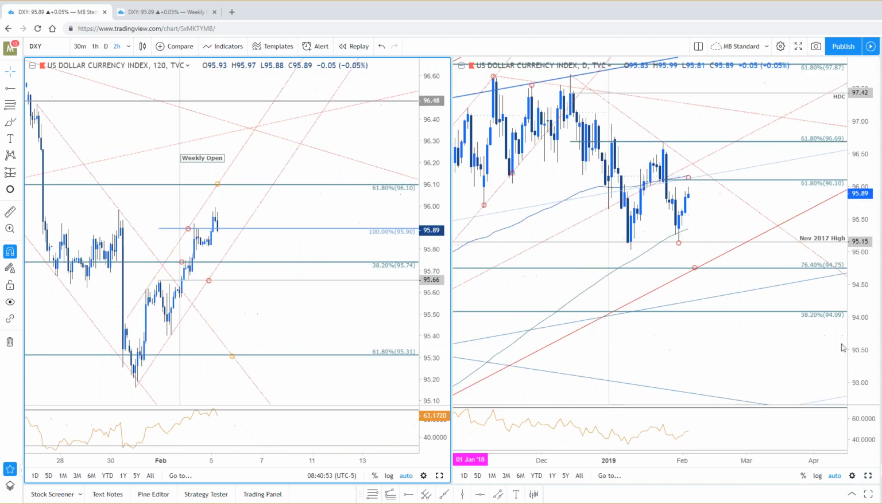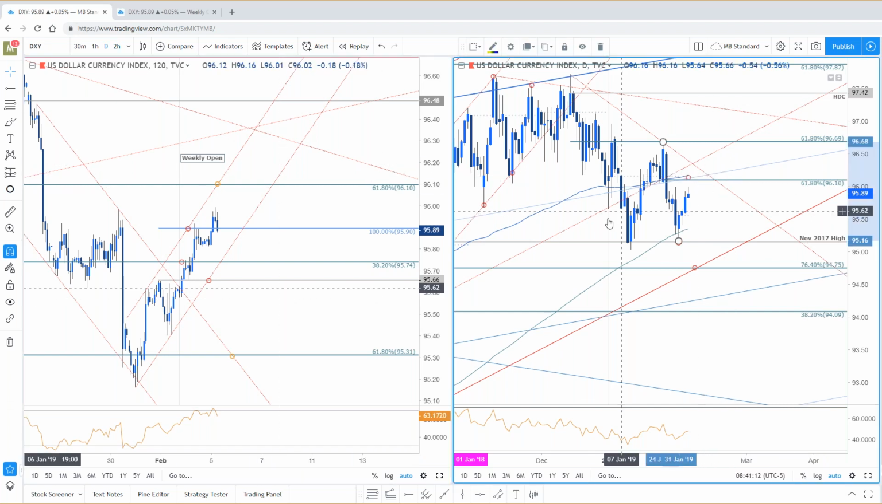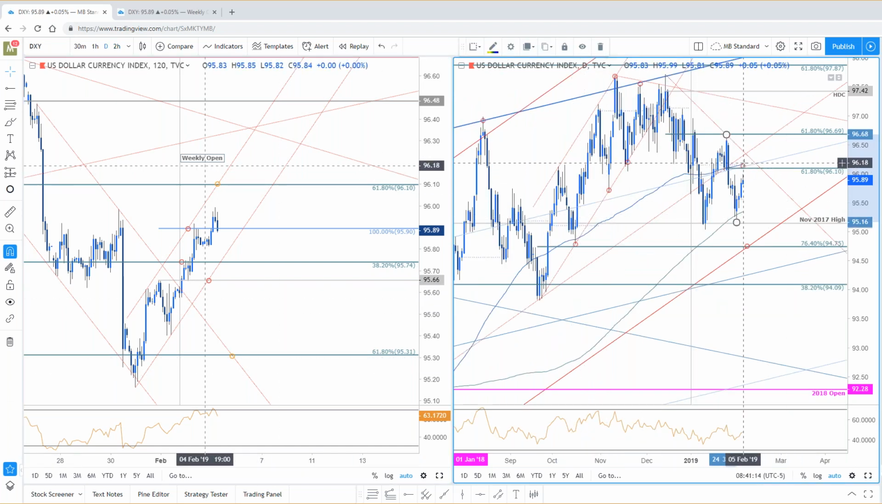DXY in the daily chart looks like this. 96.10 into 96.15 would be the ideal play, right? On a spike type of failure. You got monthly open support resistance. You got the 100-day moving average. You got the 618 retracement of the recent decline of last month's range. You have slope resistance all lined up right here.